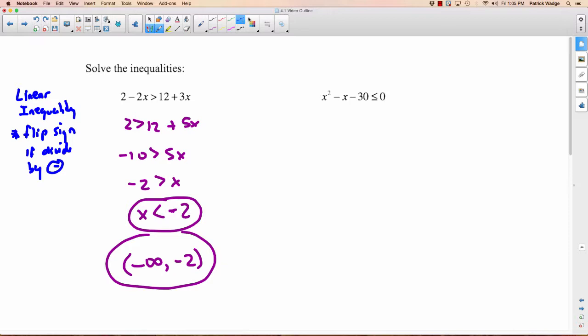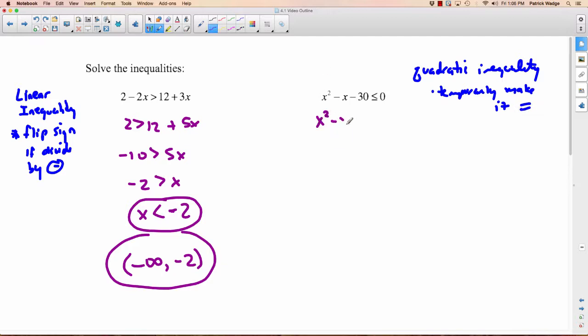Okay, the second one here is a quadratic inequality. The reason it's quadratic, of course, is because of that x squared. Now, there are different ways to solve those. The way I like to do it is to temporarily make it equals. So we would have x squared minus x minus 30 equals 0. You know how to solve quadratic equalities. You make it equal to 0. Hey, we already have it equal to 0. And we try to factor. And you can factor this. You have (x minus 6)(x plus 5) equals 0, which means x equals 6, and x equals -5.